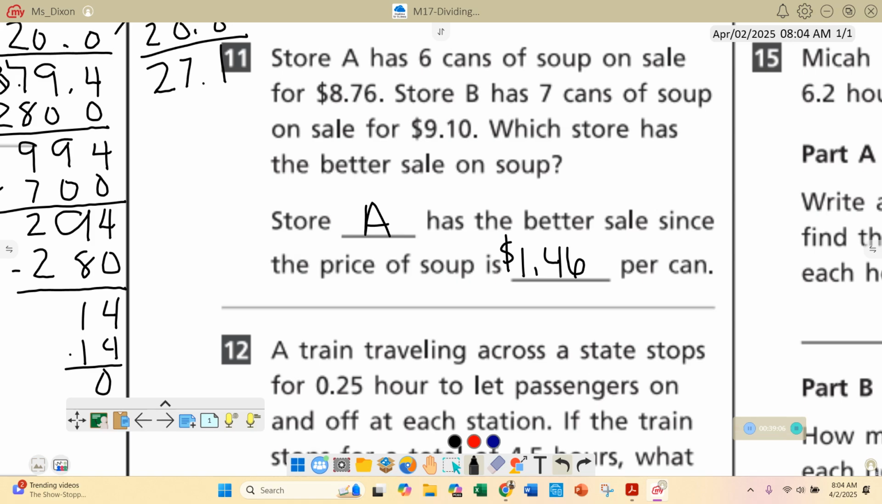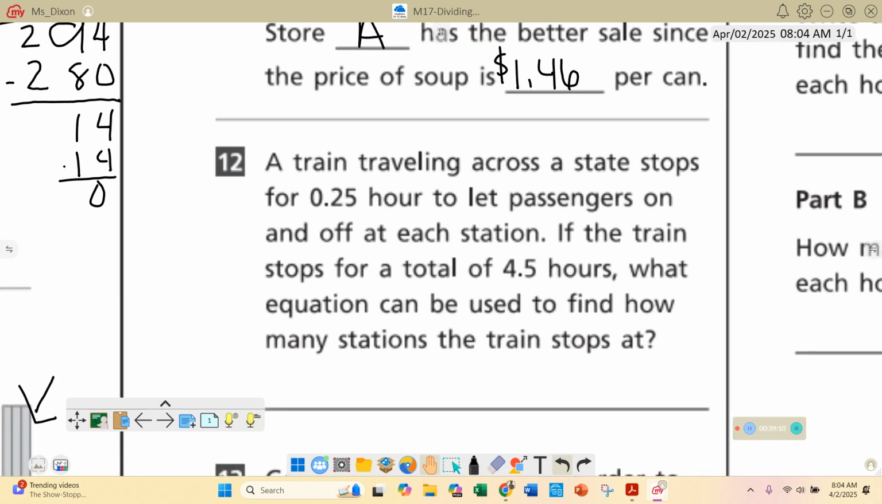All right, for question number 12, you are reading the problem and solving. You must write an equation to solve this problem. And guys, please, on your test, when it says write the equation, please write the equation.